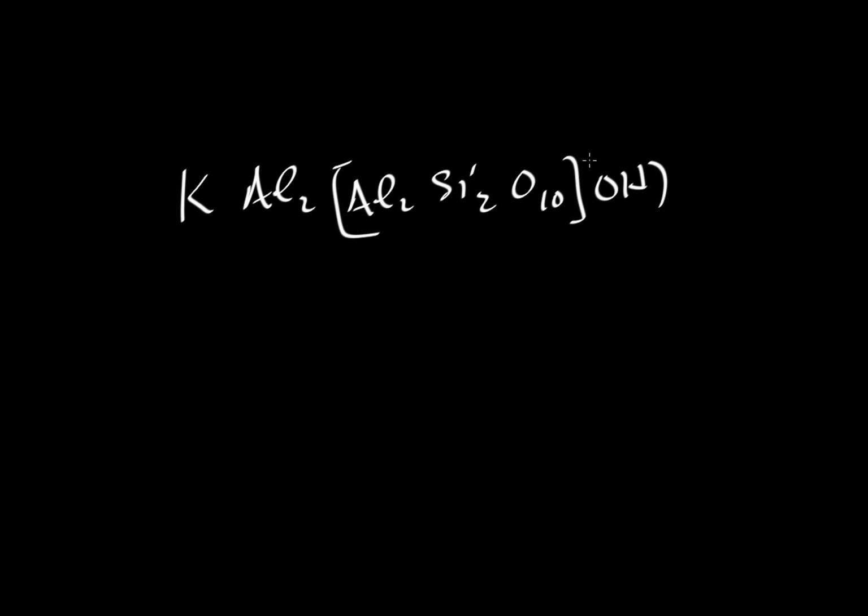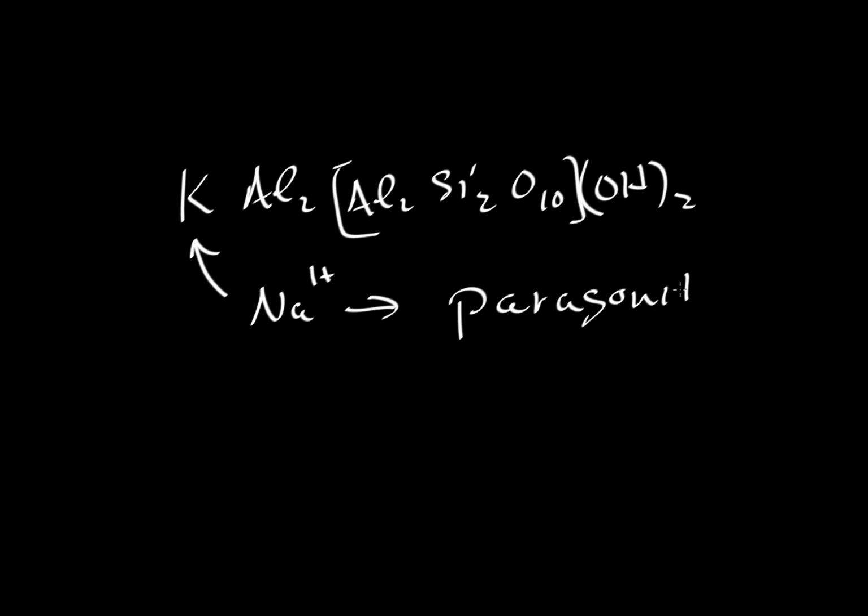If we take a look again at muscovite, muscovite was K-Al2 and then Al2 again, Si2O10, and then (OH)2. Another very important kind of substitution is putting sodium 1+ instead of potassium 1+ on that interlayer site. And if we do that, then we would have the mineral paragonite. So those are our micas.